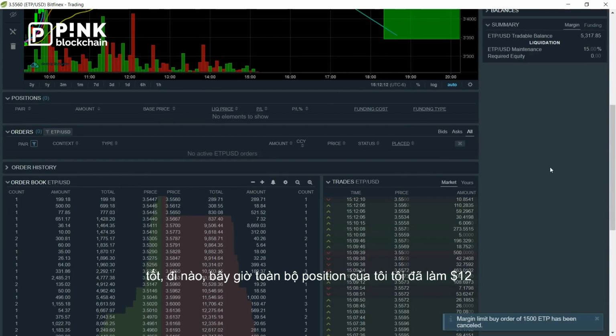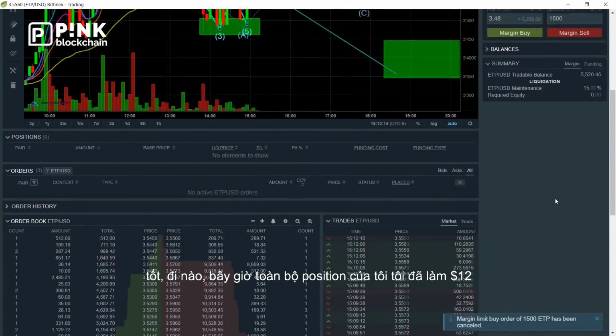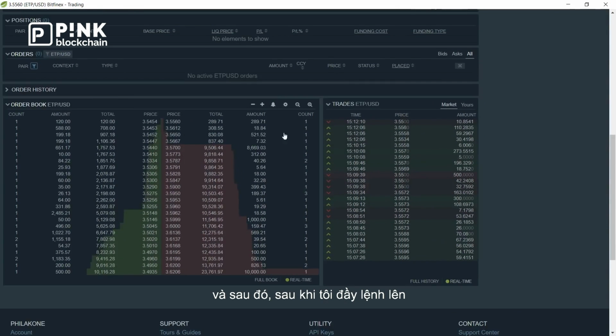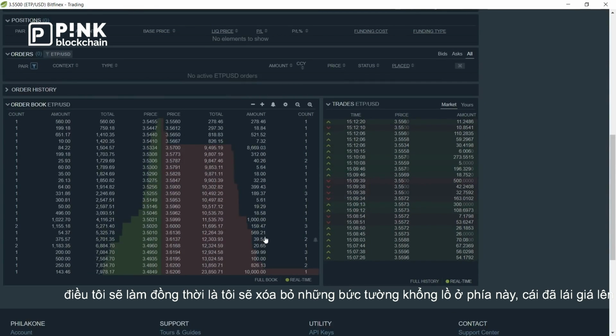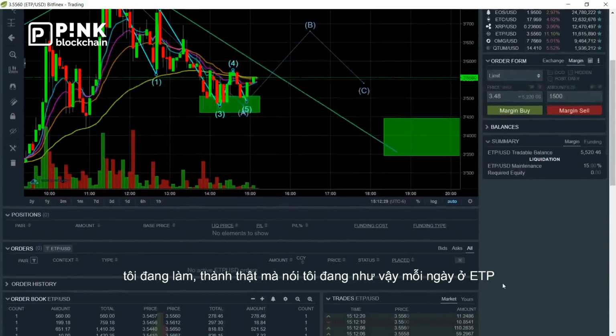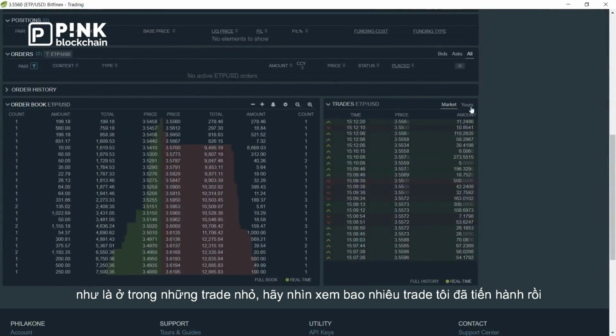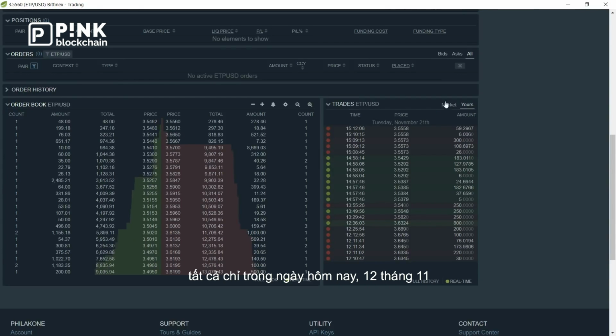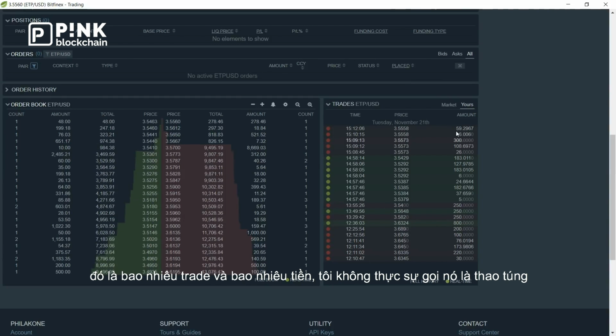Cool. There you go. Now my entire position just got executed. I made $12. And then after I fill up my short orders, what I will do simultaneously is remove my massive walls on this side that were driving up prices to fill up my short. I've honestly been doing it all day on ETP, right? Like on small trades. Look at how many trades I've made today already. That's just today, November 12th, right? That's quite a bit of trades, guys. Just since noon here, that's how many trades and how much.